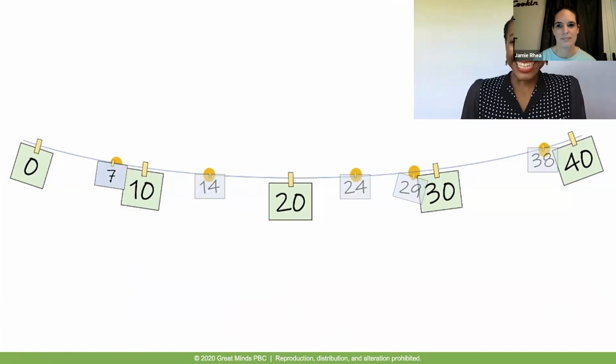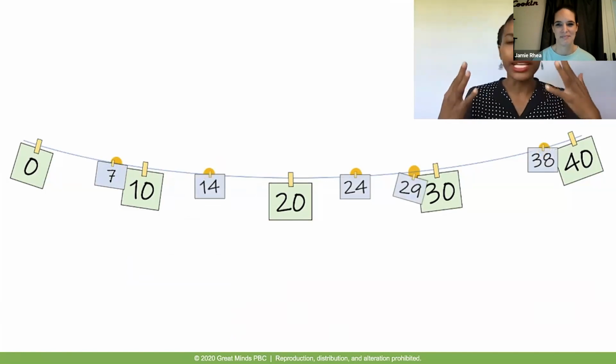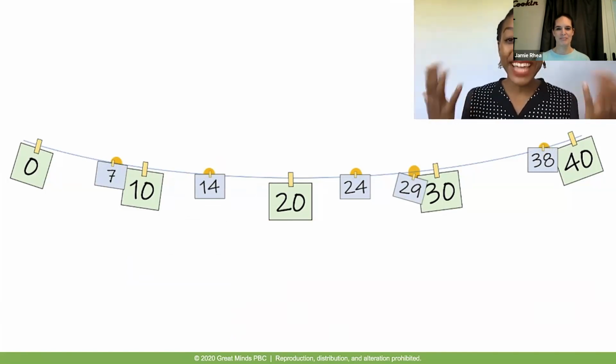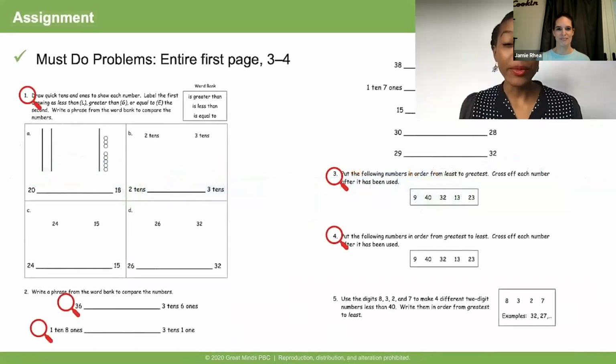Nice. We did it. We placed all those numbers that fell off the clothesline. Hopefully they stay on this time. We compared. Come with me as we transition to your problem set.